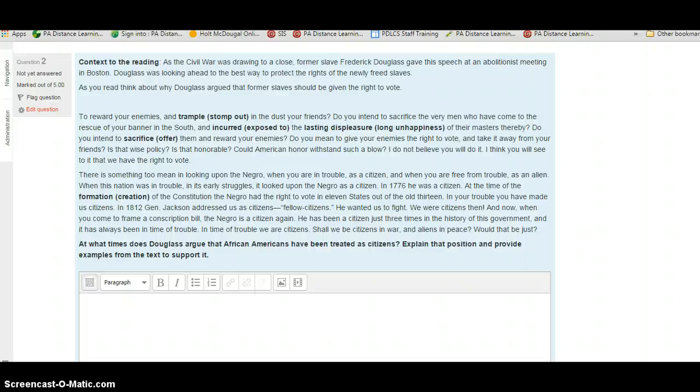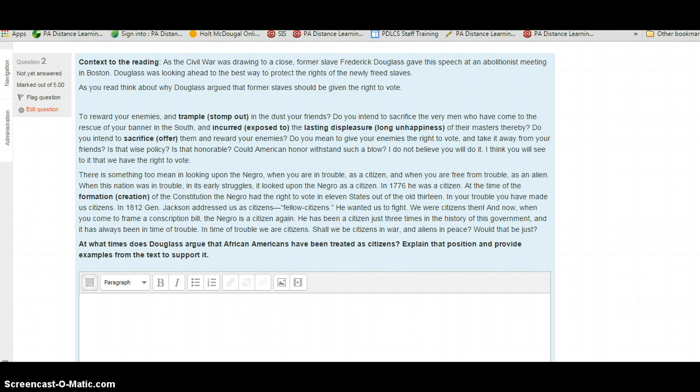Is that wise policy? Is that honorable? Could American honor withstand such a blow? I do not believe you will do it. I think you will see to it that we have the right to vote. There is something too mean in looking upon the Negro when you are in trouble as a citizen, and when you are free from trouble as an alien. Now, they're not talking about the guys from outer space. They are talking about an alien is someone who has come from another country and does not have citizenship.